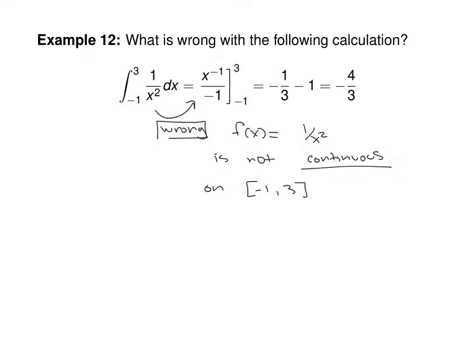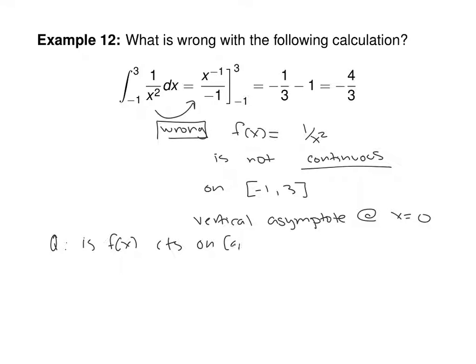And specifically, it has a vertical asymptote at x equals 0. So you should actually kind of in every question be asking yourself, is f of x continuous on the interval from a to b that you're given, like yes or no? And if it's not, the integral won't exist. Those things might be mixed up in the homework questions.